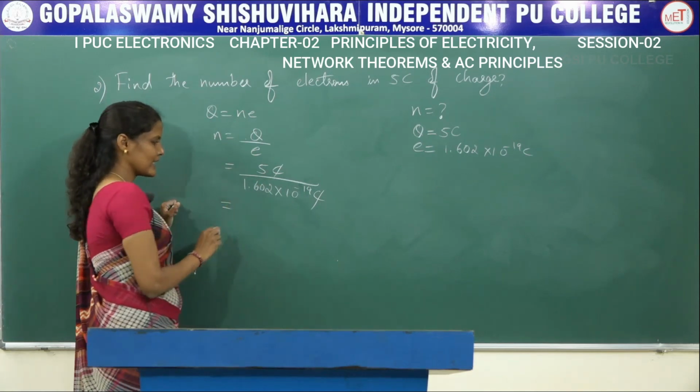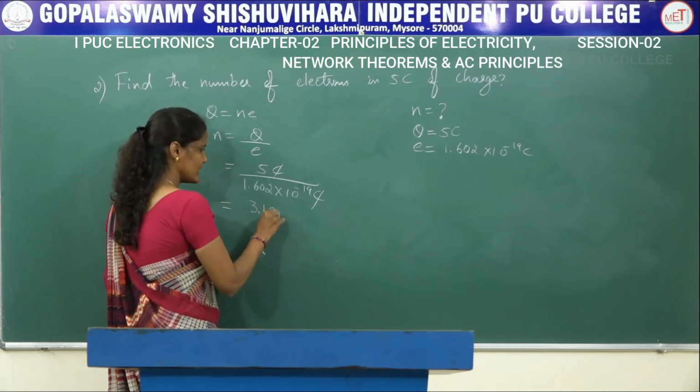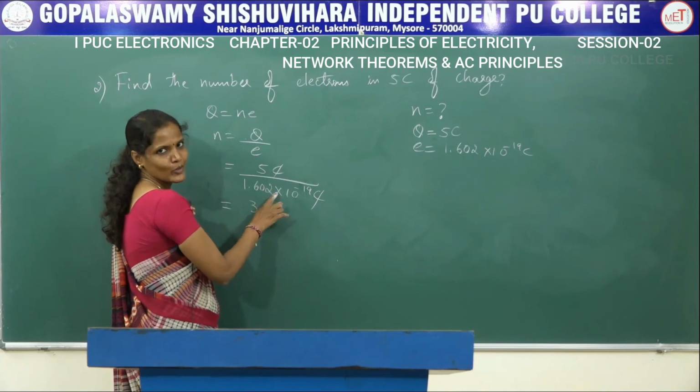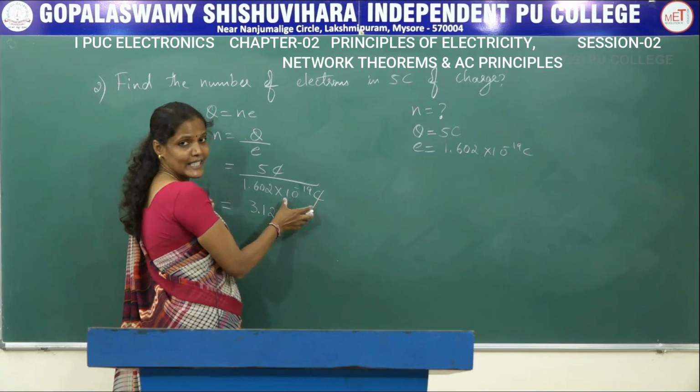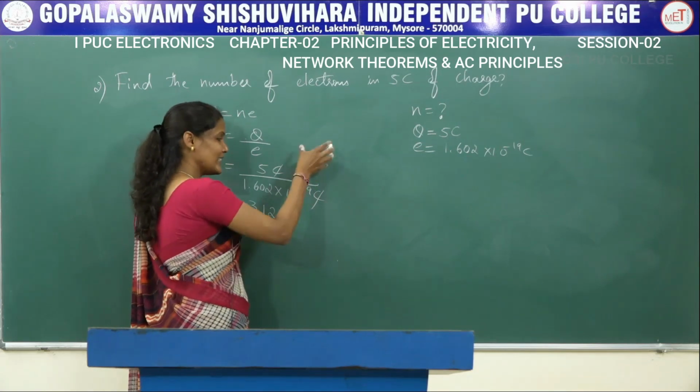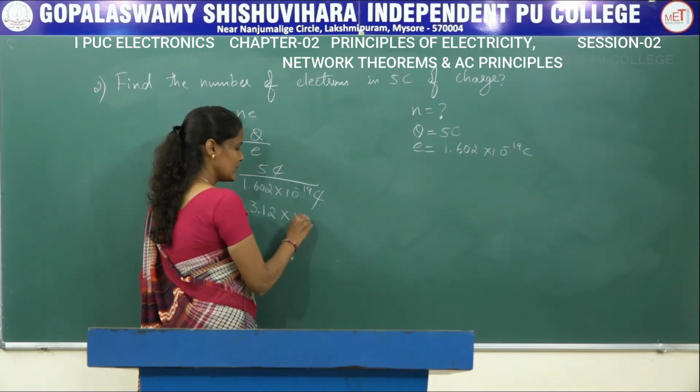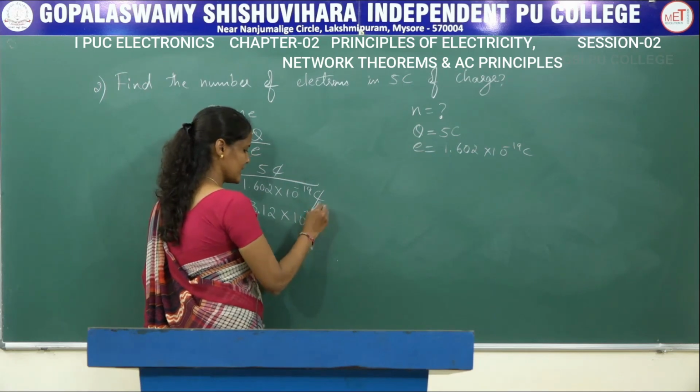I'll be getting the answer as 3.12, that is 5 divided by 1.602 gives me 3.12 into 10 to the power of minus 19 is in the denominator, and when it is taken to the numerator it becomes 10 to the power of plus 19.